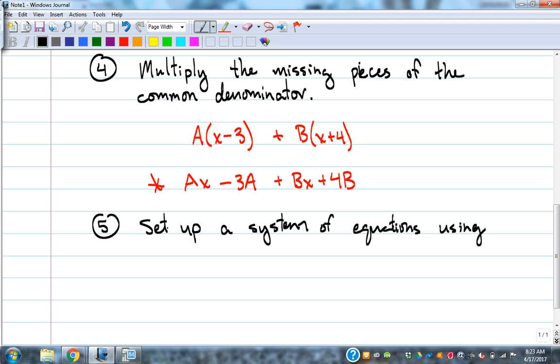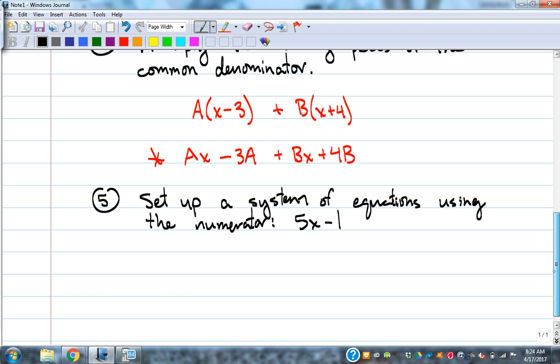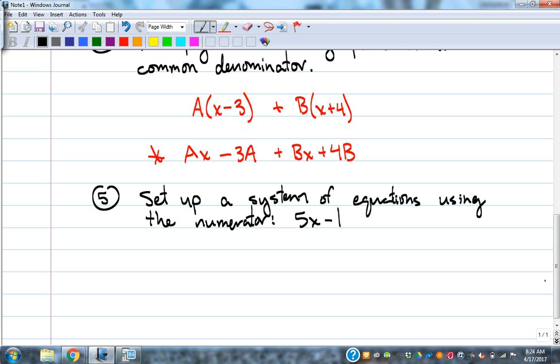Using the numerator. Our numerator was 5x minus 1, the original one from the original problem. So when we set up this system, we have an x equation and then a numbers equation. The x equation comes from the pieces in this problem that have x's.